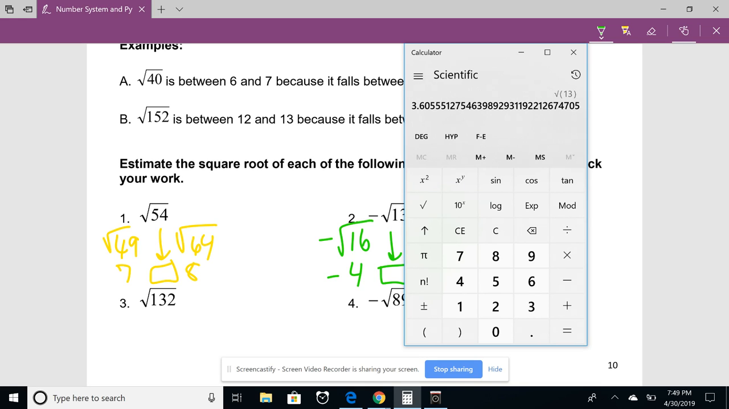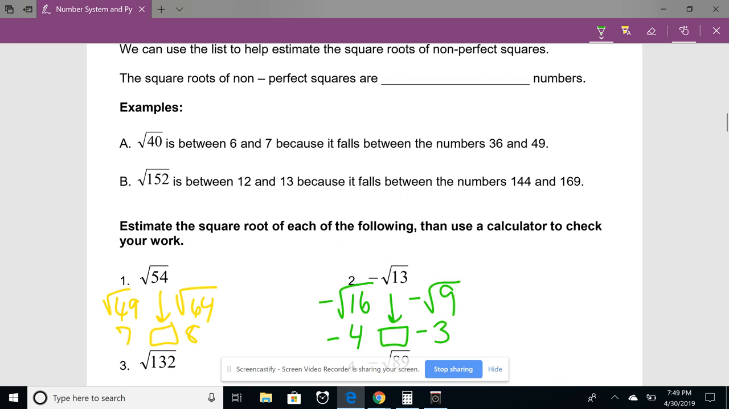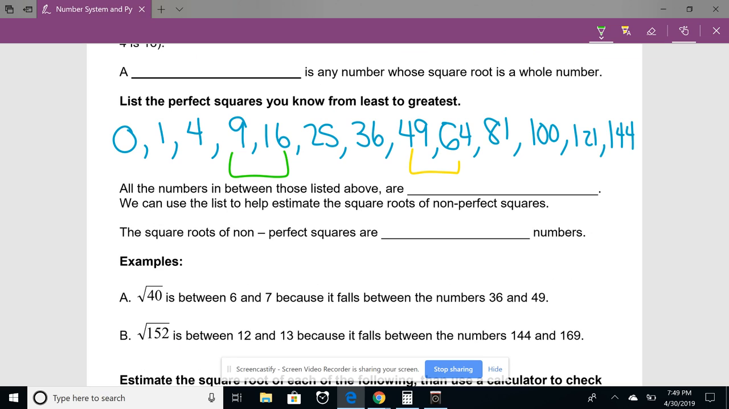All right. So when you're doing these problems, it's really important. You need to memorize this list right here. Okay, this list of perfect squares. So if you know that off the top of your head, it's easy to find where the square roots are located on the number line.